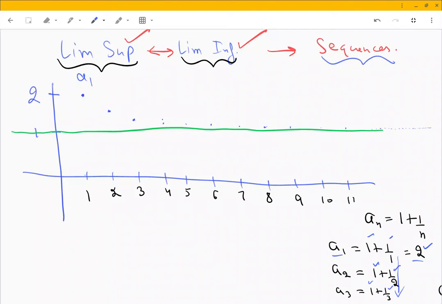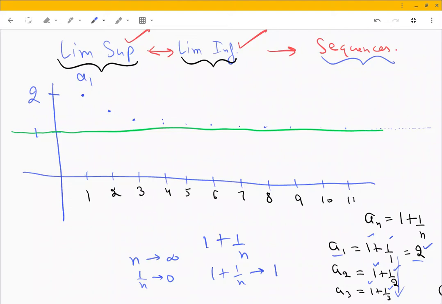It will never be 1. 1 plus 1 by n. As n approaches infinity, 1 by n will approach 0. So this sequence, 1 plus 1 by n, will approach 1, right? Because 1 by n is approaching 0. So the terms of this sequence will become arbitrarily close to 1. Okay? But it will never be 1, right?